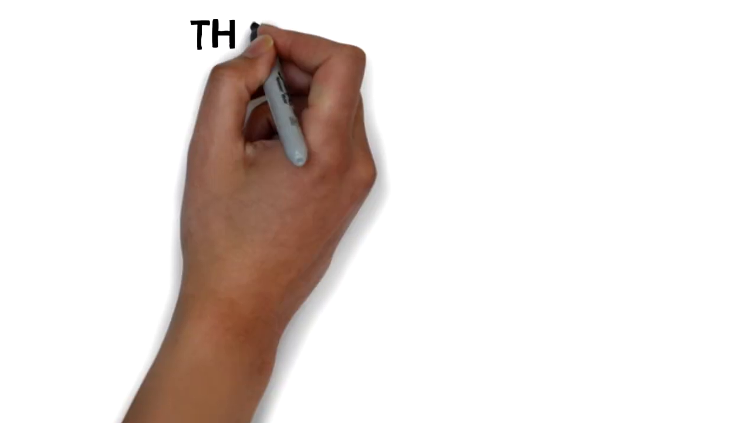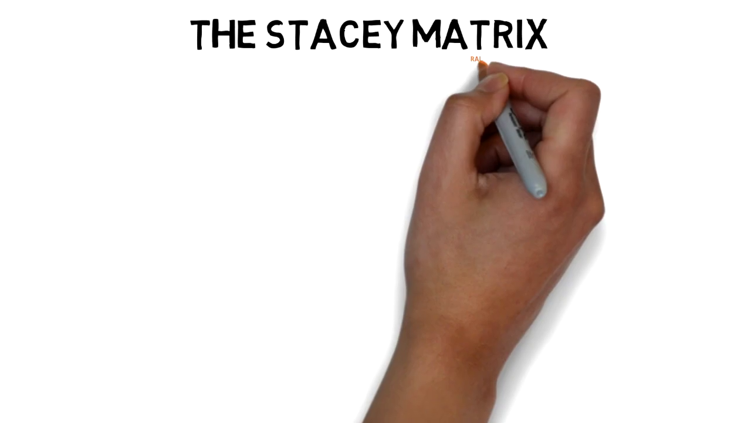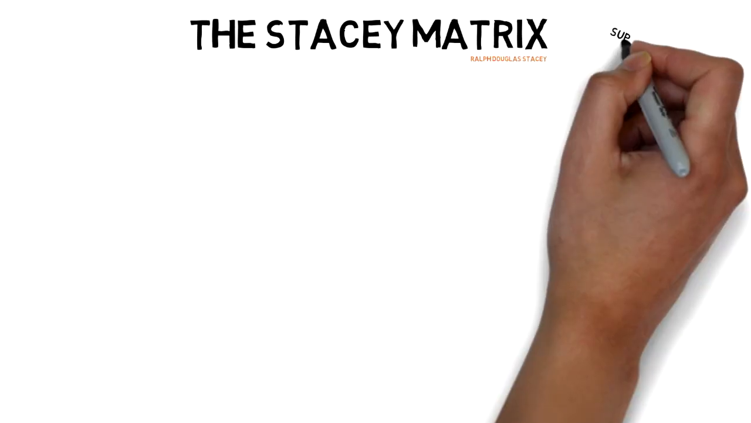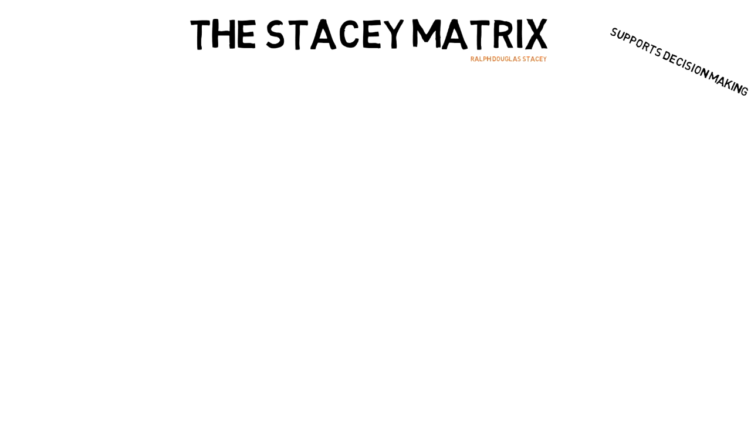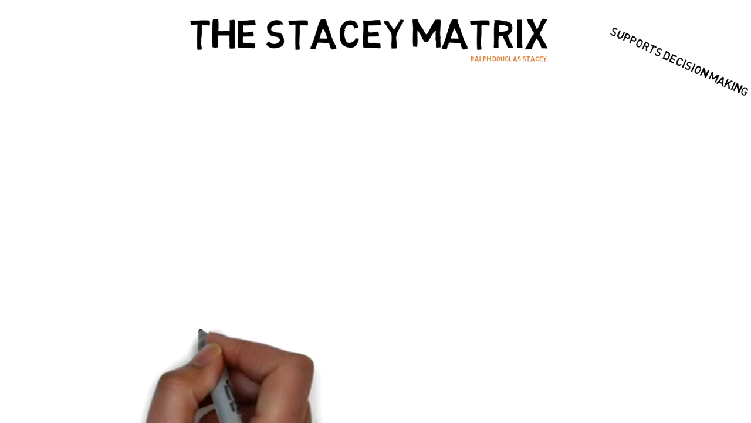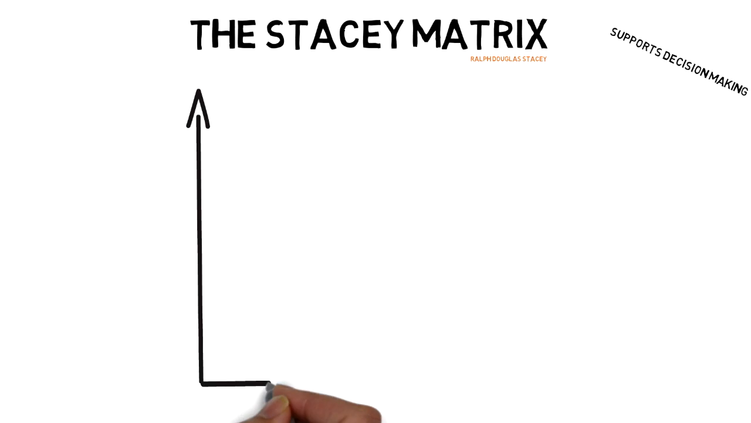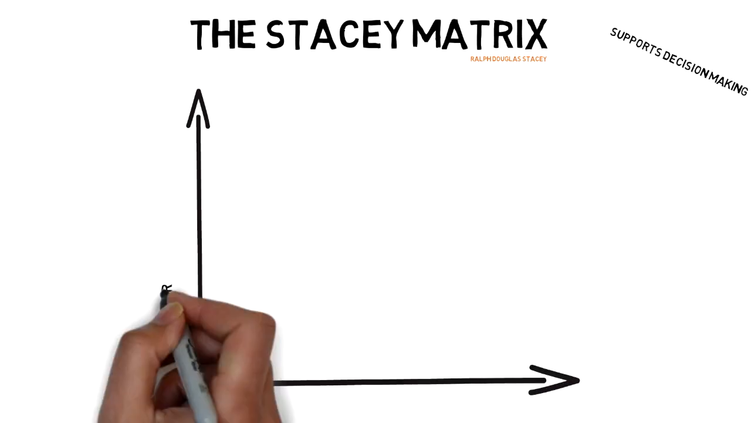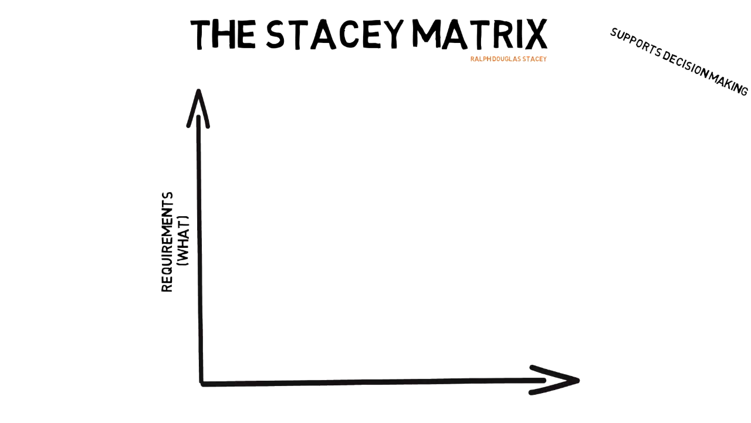One way to understand complexity is through the Stacey Matrix, developed by Ralph Stacey. This model is designed to support decision-making and choose the appropriate way of working depending on each situation. The Stacey Matrix has two dimensions. The first axis is the requirements axis, or the what. On the bottom of the axis, we know exactly what we want to build, and we all agree on the goals and have the same understanding of the expected outcome. On top, it's the opposite: no agreed requirements and no alignment on expectations.